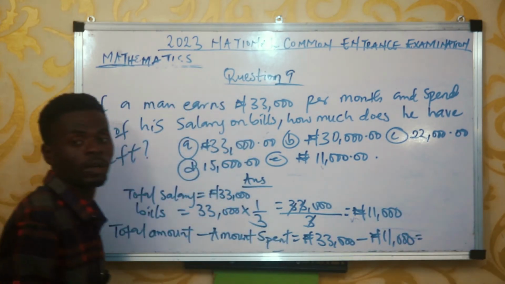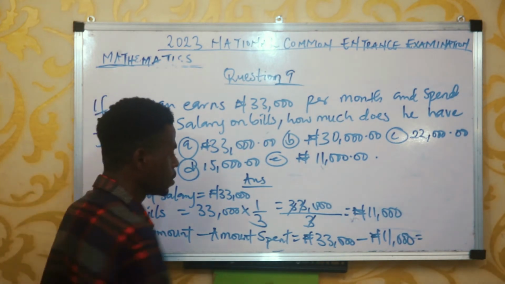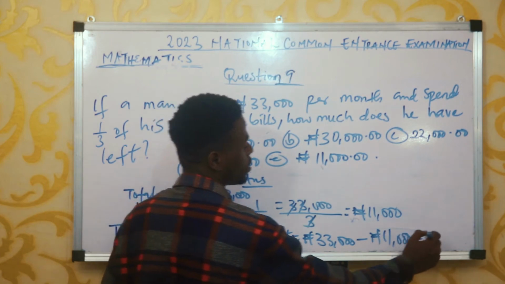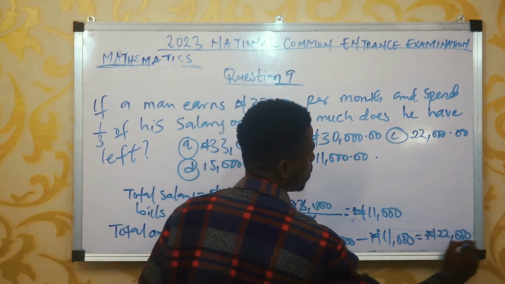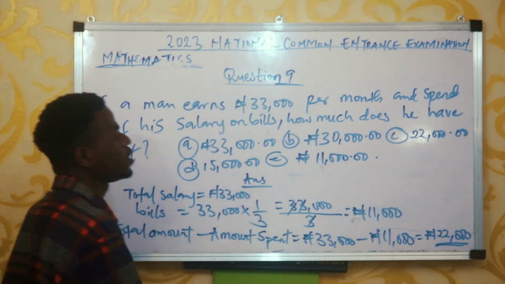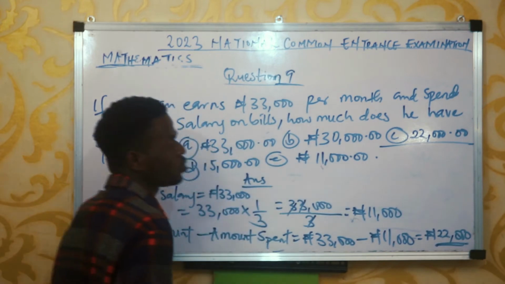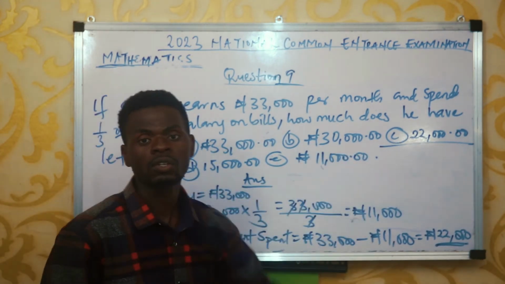So when we subtract 11,000 from 33,000, that's 33 minus 11, 33,000 minus 11,000, our answer is 22,000 naira. So our option there is option C. So our answer is 22,000 naira, which is option C. Thank you very much.